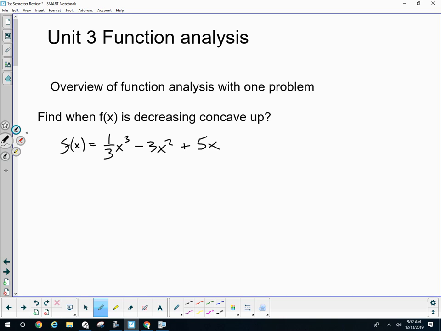Unit 3 is a big data unit. This is a very important unit. Make sure we understand this unit. It's all about how derivatives can tell us whether things are going up, going down, concave up, or accelerating, concave down, decelerating. It's all about sign analysis.